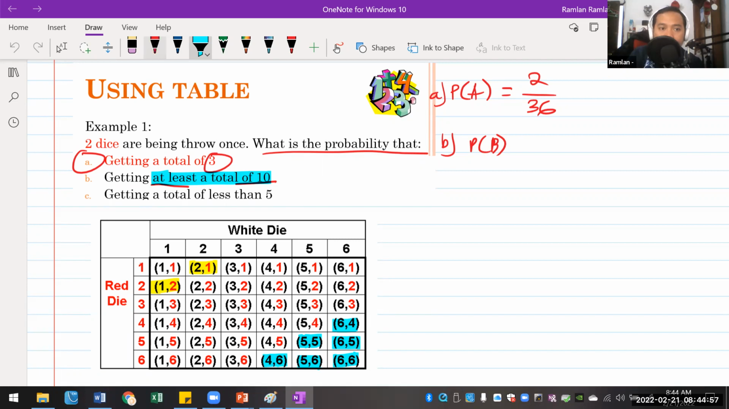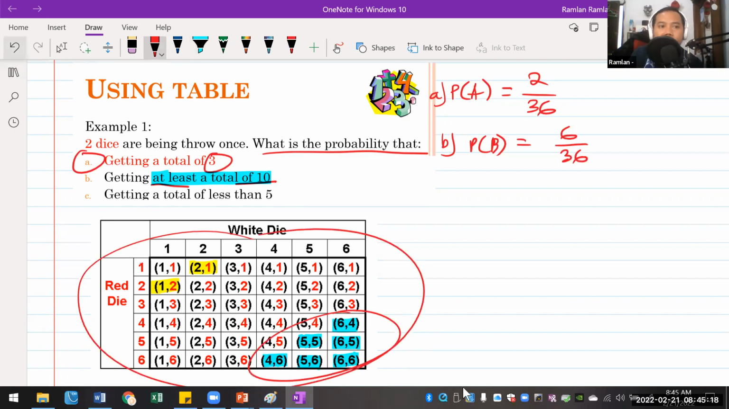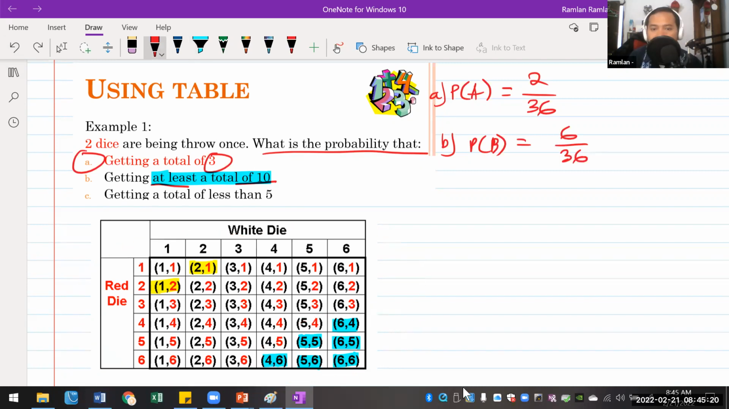Because we know that we have 1, 2, 3, 4, 5, 6, right? We have 6. This one is 6. 1, 2, 3, 4, 5, 6. Yeah, we have 6 total possibilities that we have here. So that will be equal to 6 over 36, 6 out of 36, right? Simple as that. Okay, I forgot to simplify this. This is 1 over 18. This is 1 over 6.